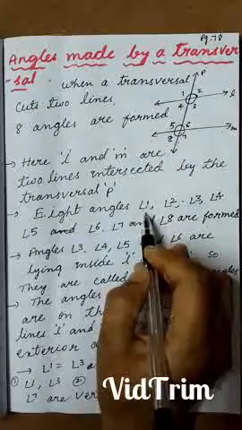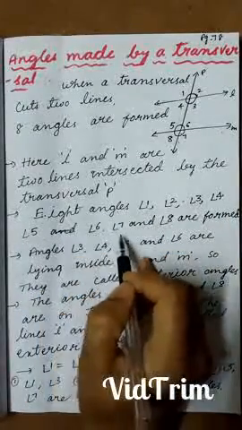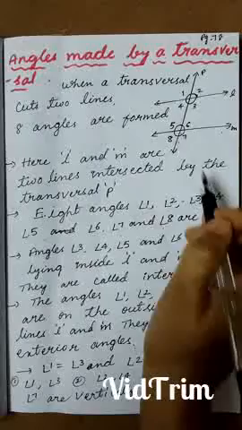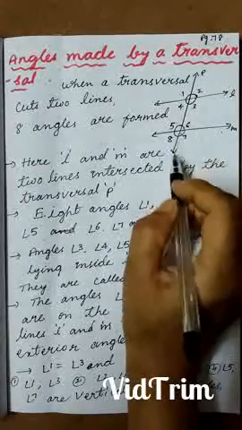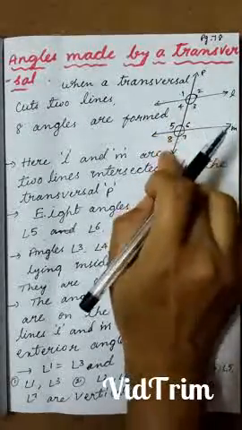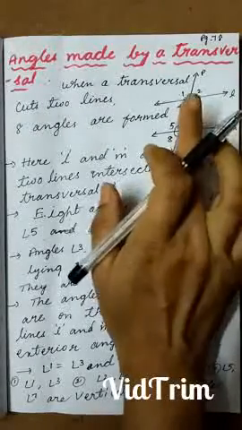Angle 1, angle 2, angle 3, angle 4, angle 5, angle 6, angle 7 and angle 8 are formed. See here, are you observing? 1, 2, 3, 4, 5, 6, 7, 8. These are the angles. How many angles are we getting? By the transversal, 8 angles are formed.